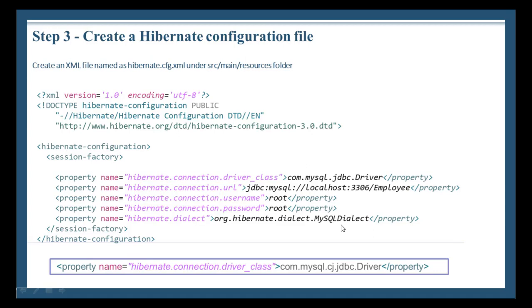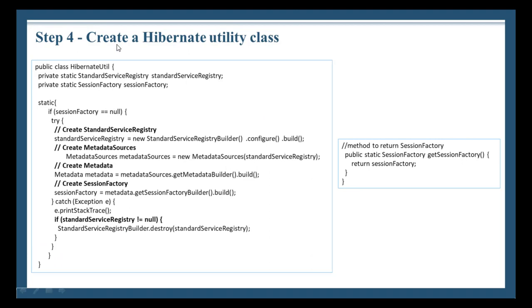So all these entries are required in our hibernate.cfg.xml file, and then in the Hibernate utility class we will put this code of obtaining the session factory. So here what we will do, we will use the singleton concept, that is we will create only one instance of session factory, as session factory is an expensive instance.